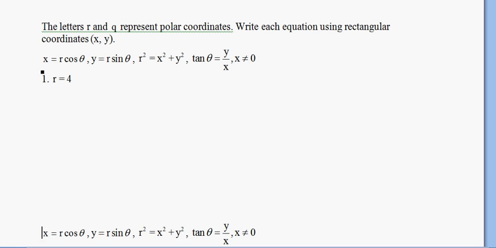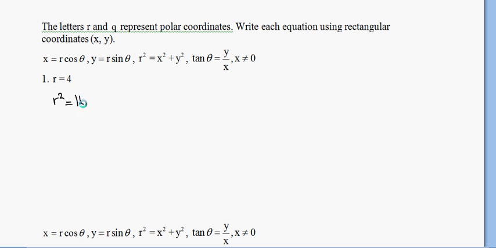Okay, so I have r equals 4. I'm going to square both sides because this is just a circle with a radius of 4. It doesn't matter what the angle is. Given any angle you want, your radius is still going to be equal to 4, since there's no theta in the problem here.